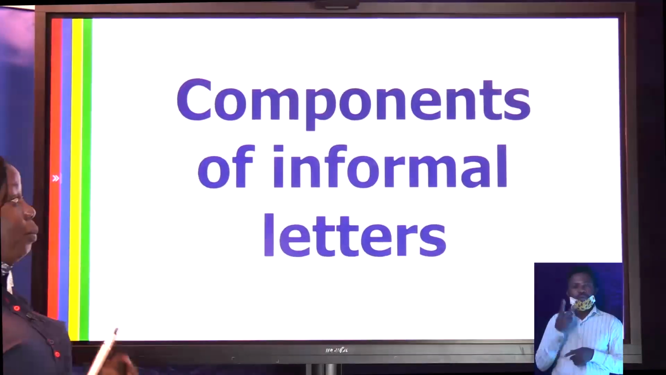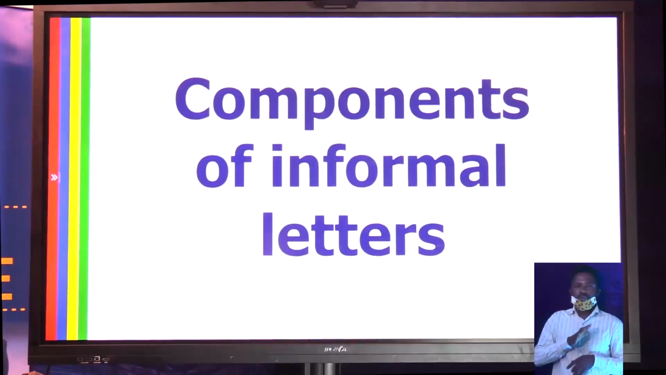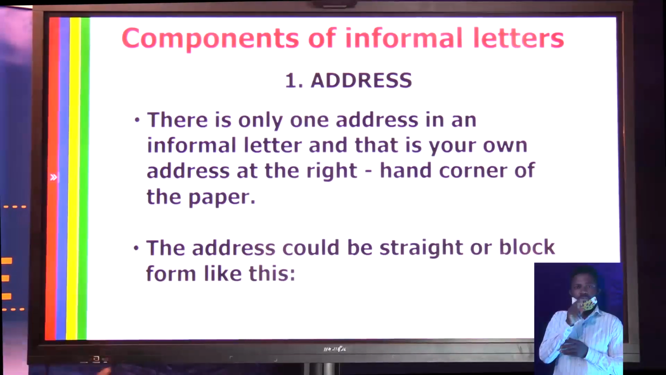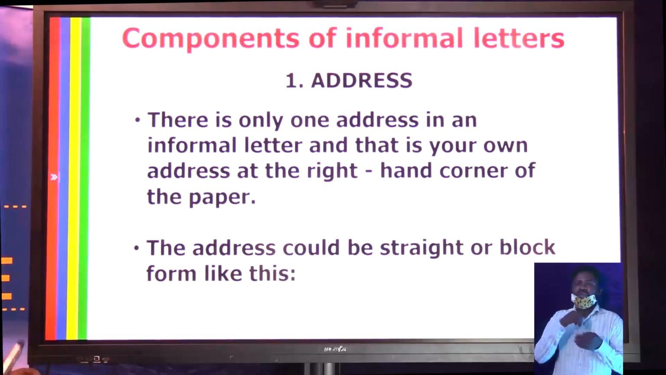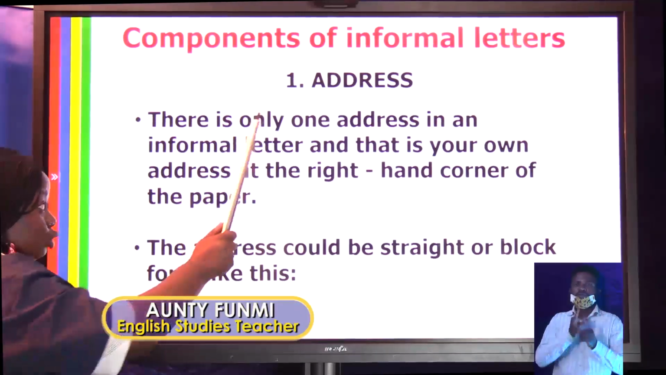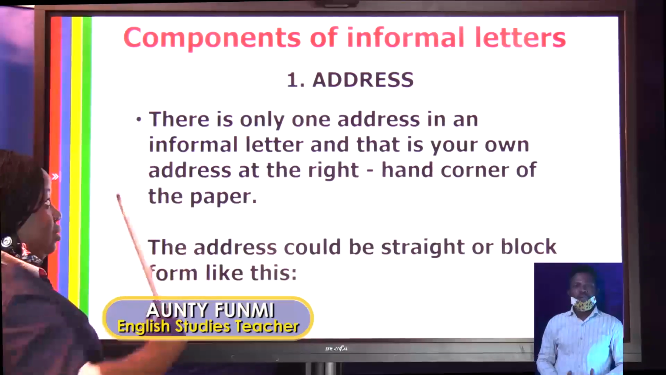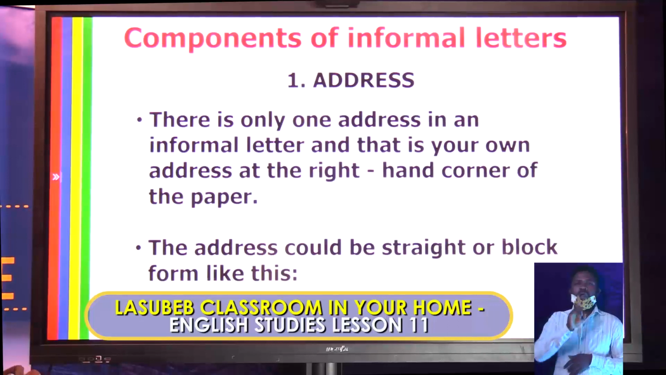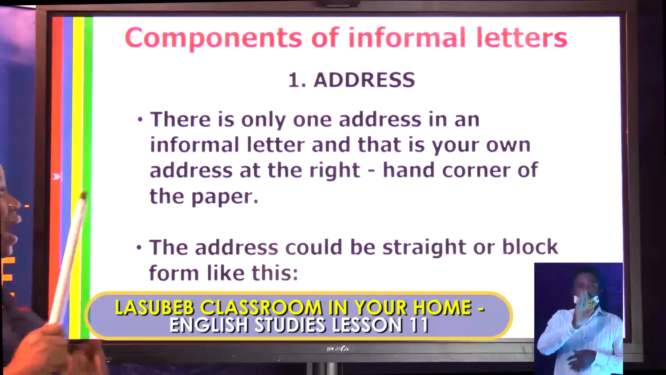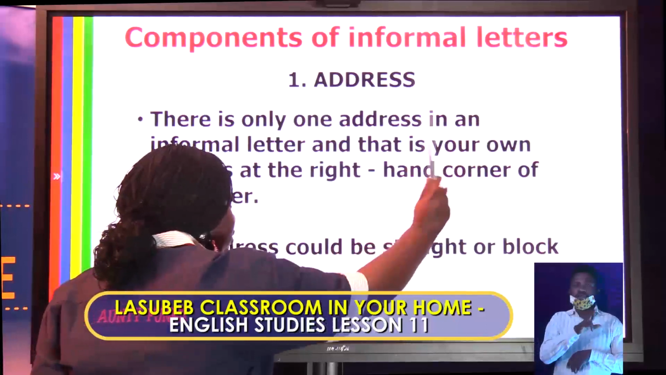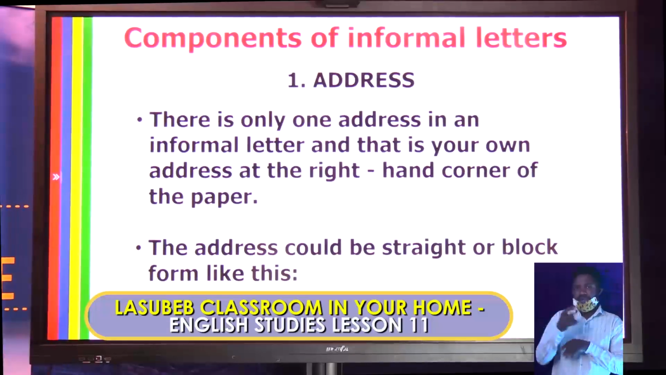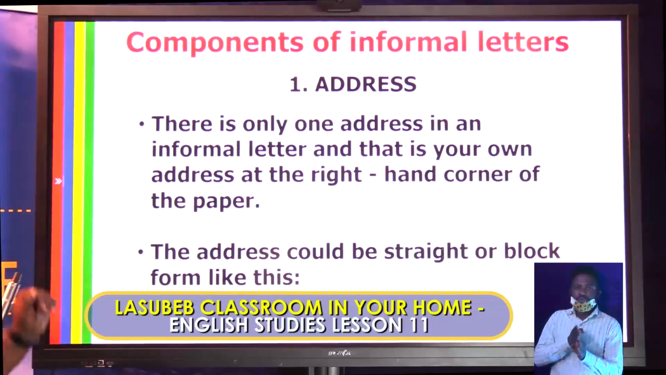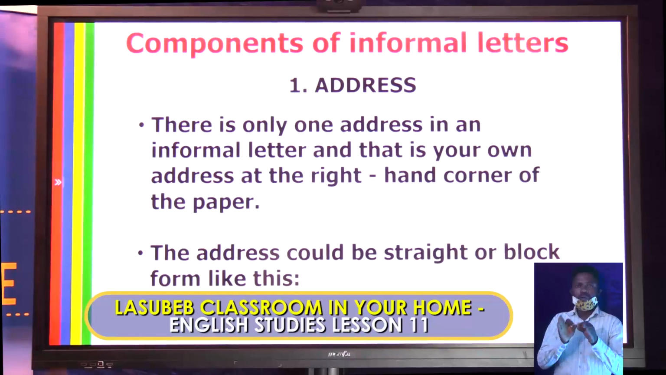Now, let's look at the components of informal letters. That is the things that you should look out for in an informal letter. The first thing to look out for is the address. In an informal letter, there is only one address, and that is your own address at the right-hand corner of the paper. And the address could be straight or block form.